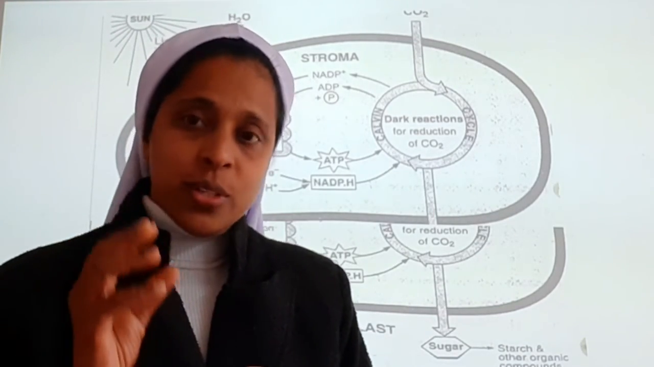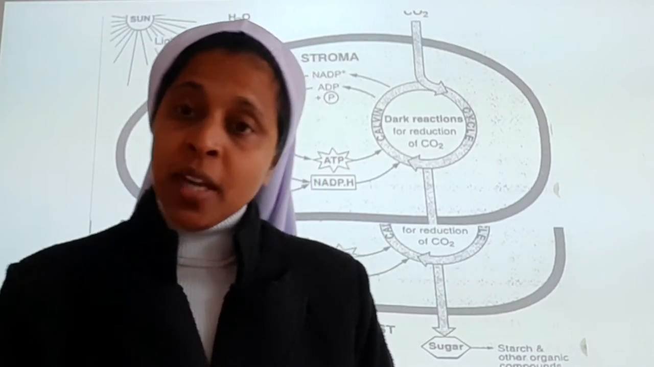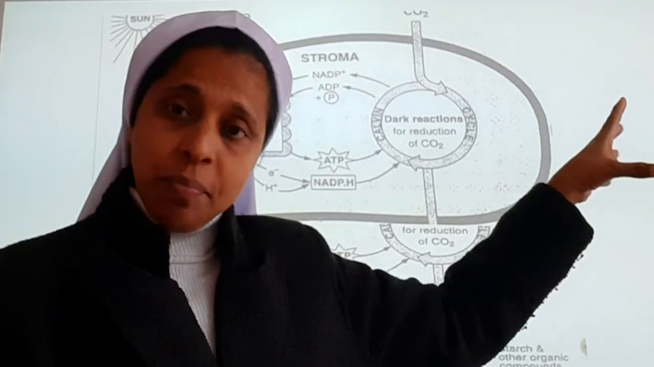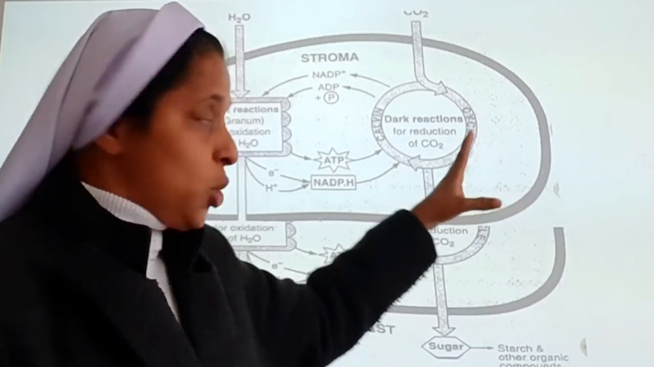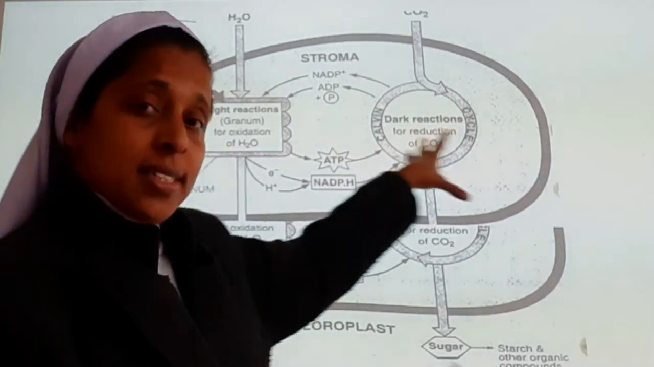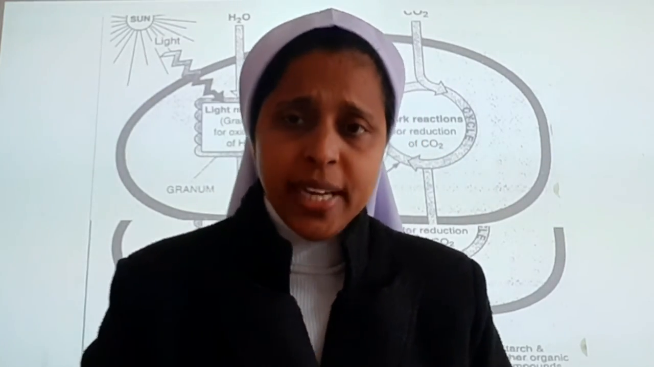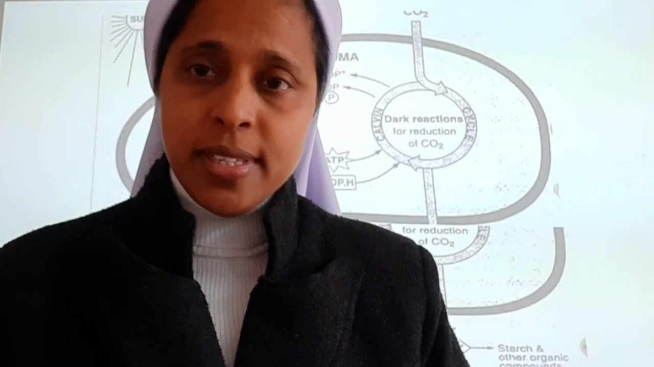The light reaction, of course, takes place in the light, but the dark reaction does not depend upon the light. With the product of the light reaction, it will be utilizing energy and preparing food. So that's all about the raw materials of photosynthesis, and in the next class we will learn the mechanism of photosynthesis.